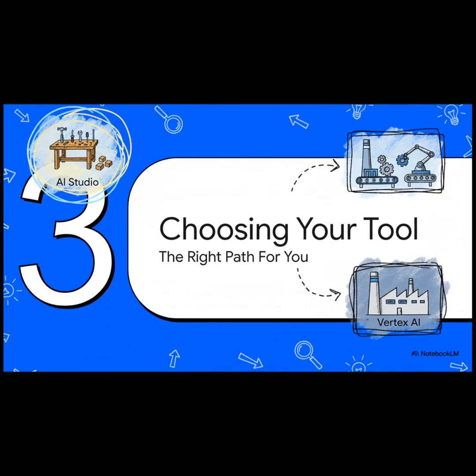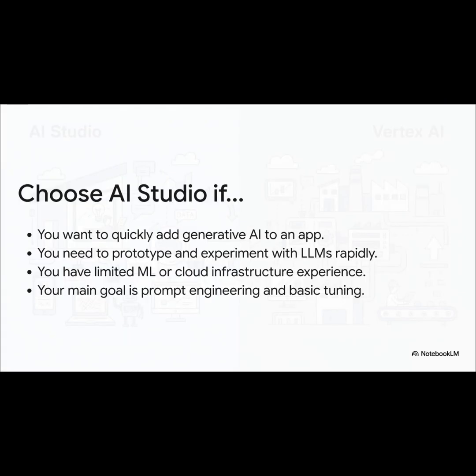So, after all that, how do you pick the right path for your project? Well, it really just boils down to one thing. What are you actually trying to do? Here's the bottom line. You go with the Workshop, AI Studio, if your goal is pure speed. If you want to add a cool AI feature to your app like tomorrow. If you need to prototype an idea really fast, or if you're just starting out and your main focus is just on crafting great prompts. It's the path of least resistance to getting something that works.